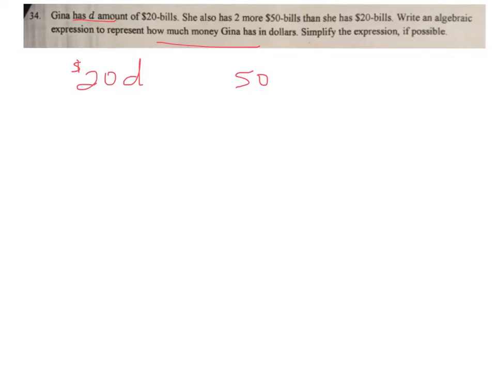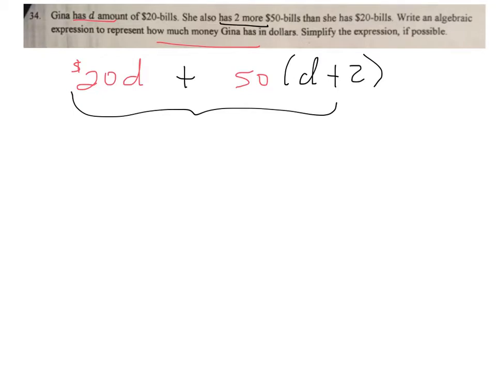But also, we need to add how many $50 bills. Well, I know that she has D amount of $20 bills, but she will also have 2 more than the amount of $20 bills. So if we add 2 there, this is our expression. 20 times D gives us the amount of money she has with $20 bills, plus D plus 2, because she has 2 $50 bills more than $20 bills, times 50. And that would give you your total amount.